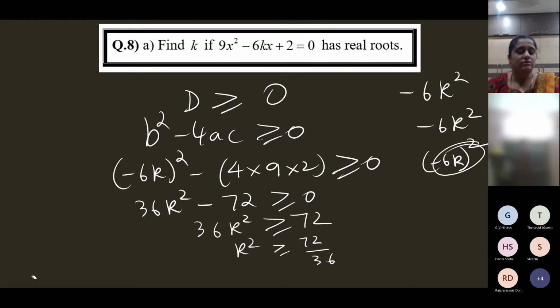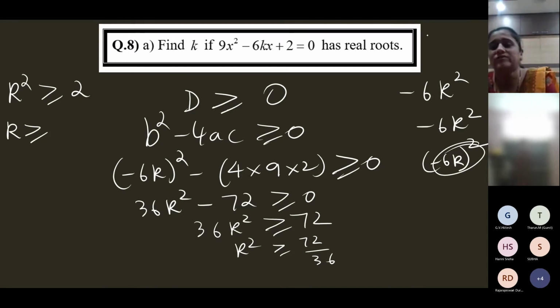So continuing. K square is greater than or equal to 2. Now, when it's an inequality, you'll have to be careful. Okay. So K square greater than or equal to 2. So K will be greater than or equal to plus or minus square root of 2, right? See, when you have K square is equal to 25, then you say K is equal to plus or minus 5.